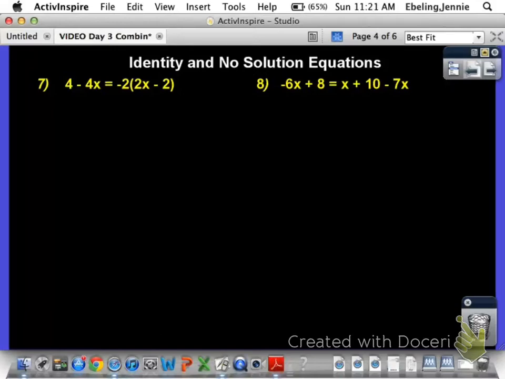Hi, today is the continuation of day 3 video. This is the second part to it. What we're going to look at on this slide is identity and no solution equations. Let's take a look at number 7.